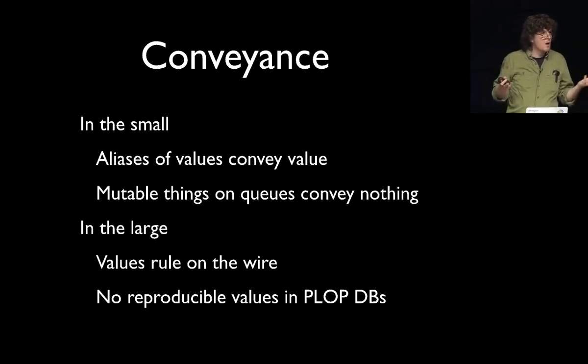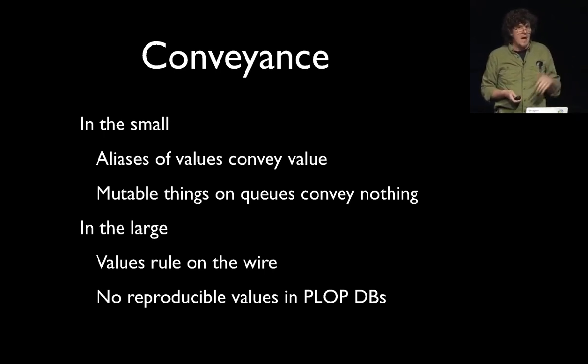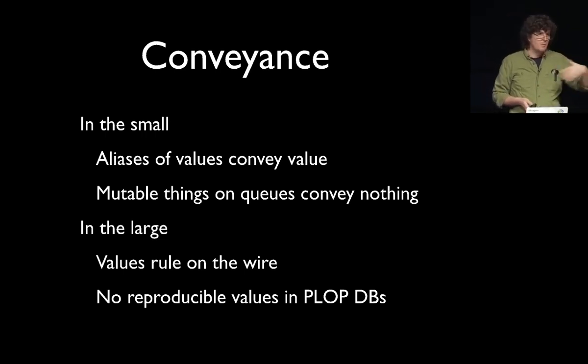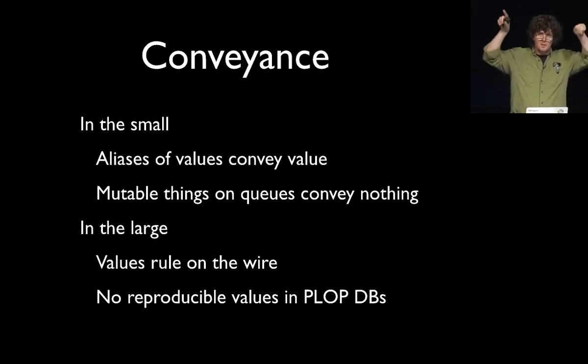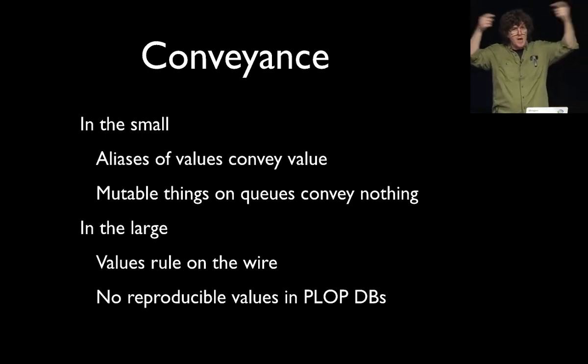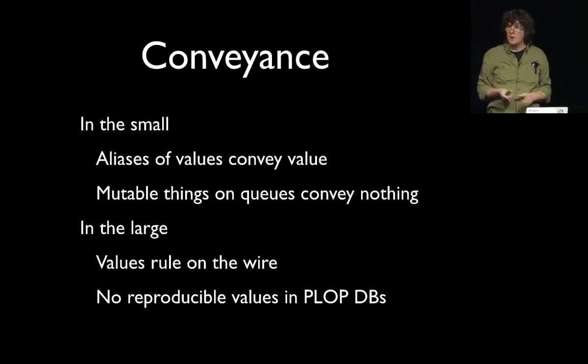Now look at conveyance in the large. Again, here, I think, we figured this out. Values rule on the wire. We don't really do anything other than values on the wire now, right? HTTP, really distributed programming puts values on the wire. We don't set up multiple objects with tiny little interfaces and chat across the wires. We just don't do it, right?